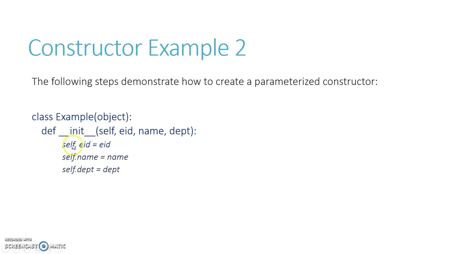Now let's take another example having a parameterized constructor. In this example you can see we are passing EID, name and department to initialize the attributes of the object with these values. So self.eid will be initialized with EID and similarly the others.